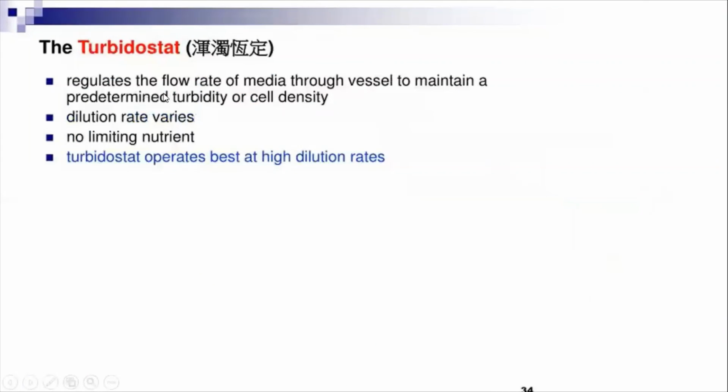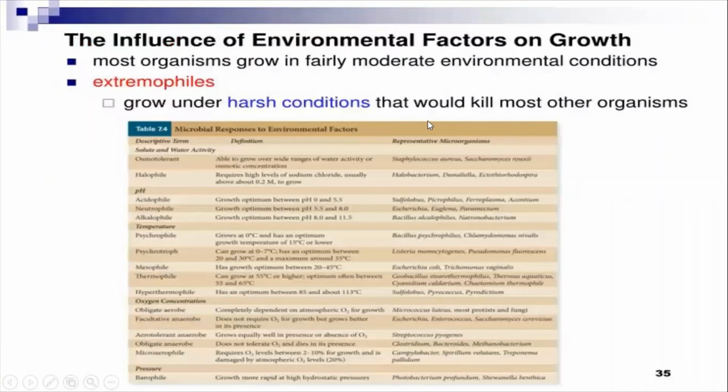Now the turbidostat regulates the flow rate of media through the vessel to maintain a predetermined turbidity or cell density. Dilution rate can vary, with no limiting nutrient because you keep on adding the media over here. It operates best at high dilution rate. Why? Because it has to maintain its turbidity. The more turbid it stays, the more it will work. So here you can keep on adding the media. And when you add new media, what will happen? Already it is so turbid. They are waiting for new media to come so that they can start growing. Okay, so that is your chemostat and turbidostat.